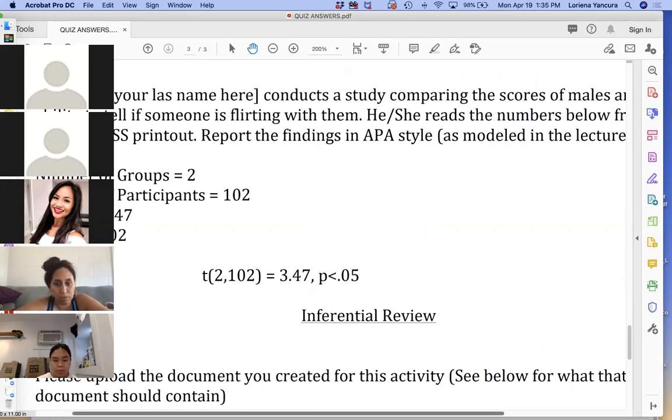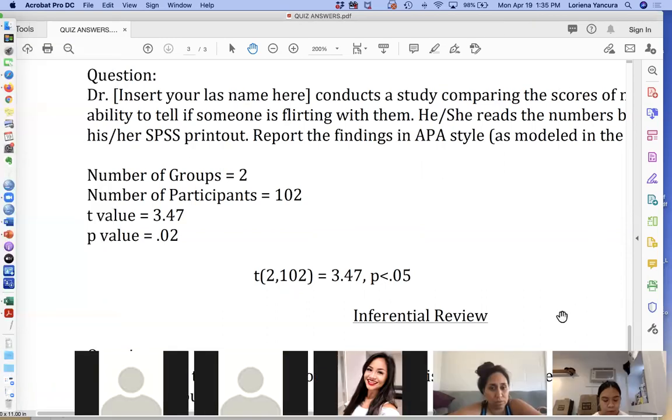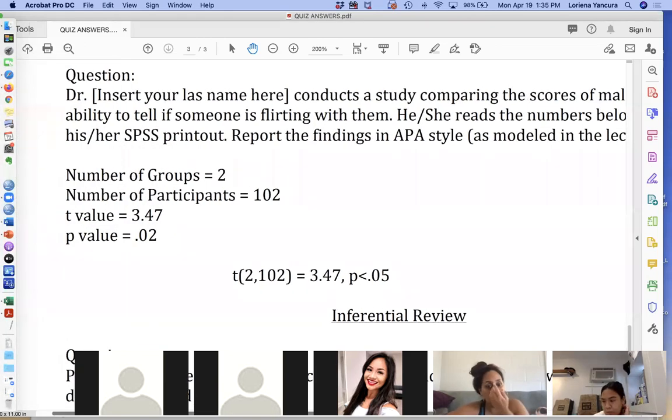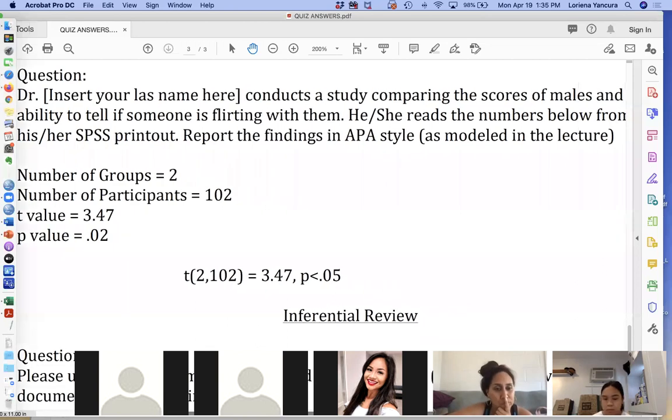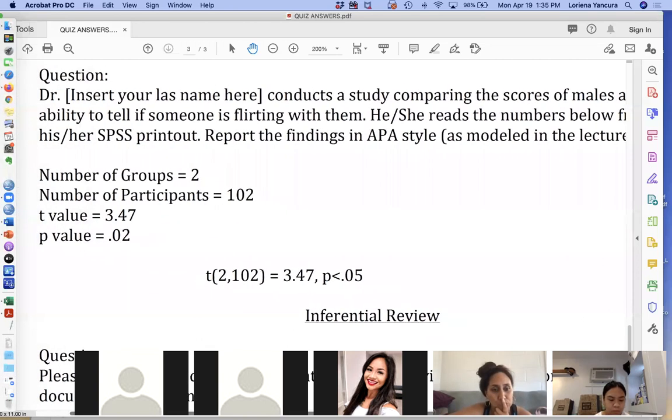Okay, and then this one is just about reporting. Dr. Irvine conducts a study comparing the scores of males and females on the ability to tell if someone is flirting with them. And that was my actual master's thesis. She reads the numbers below from her SPSS printout. Report the findings in APA style as modeled in the lecture.